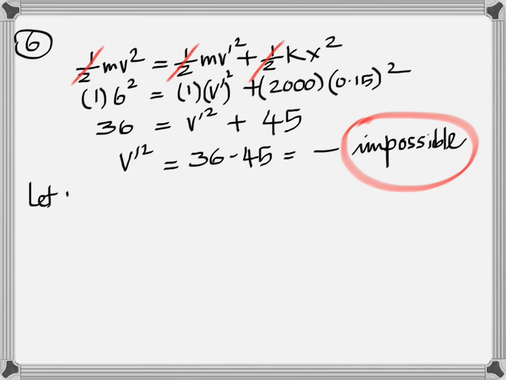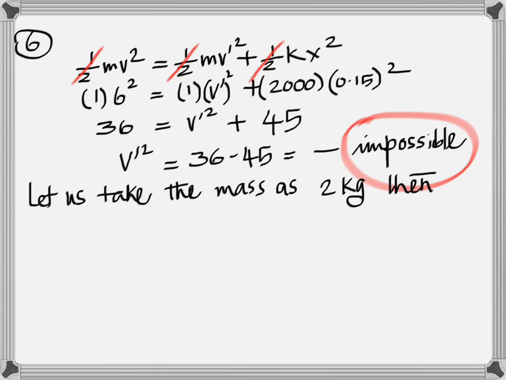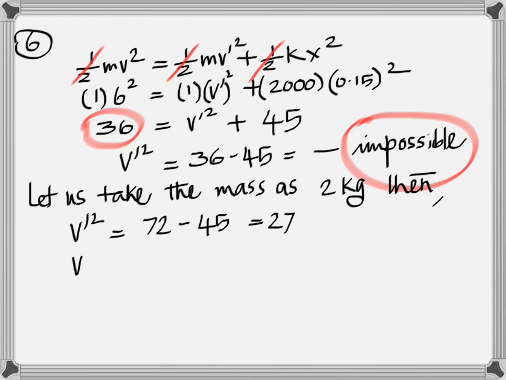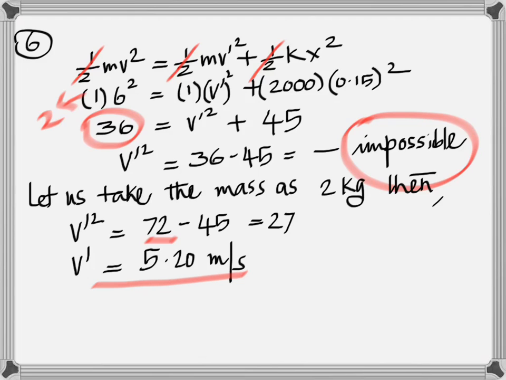Therefore, let's take the mass as 2 kilograms, just to give a more realistic answer. Then you get 72, because this quantity is now going to be 2 times 36, that's how you get the 72, and the minus 45, which gives 27, and then take the square root of that to give 5.20 meter per second.